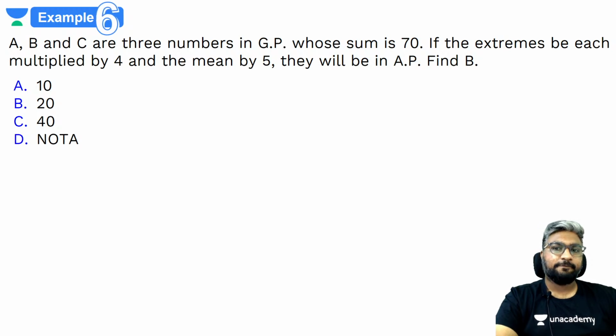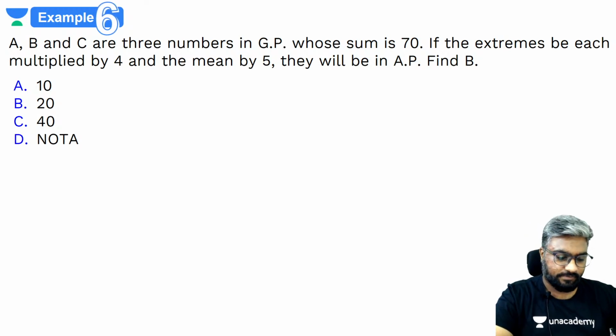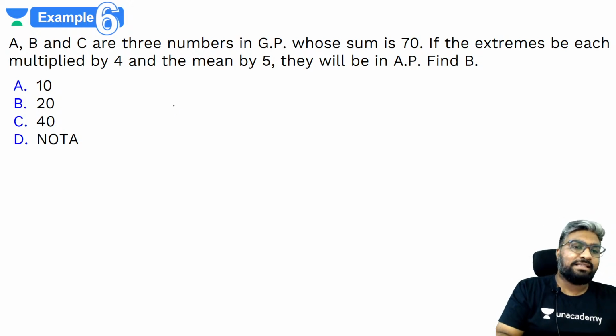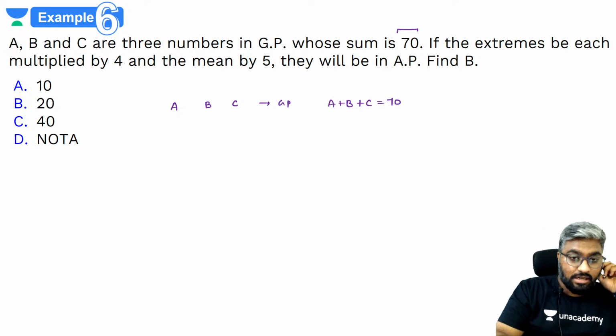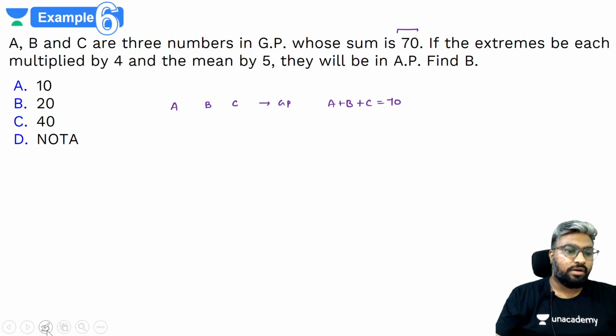Try this question. I'll explain this question. ठीक है, they are saying A, B and C are three numbers in geometric progression. A, B and C जो है geometric progression में है, इनका sum दे दिया है 70. Yes, A plus B plus C is equal to 70. Now what are they saying? If the extremes be multiplied by 4.